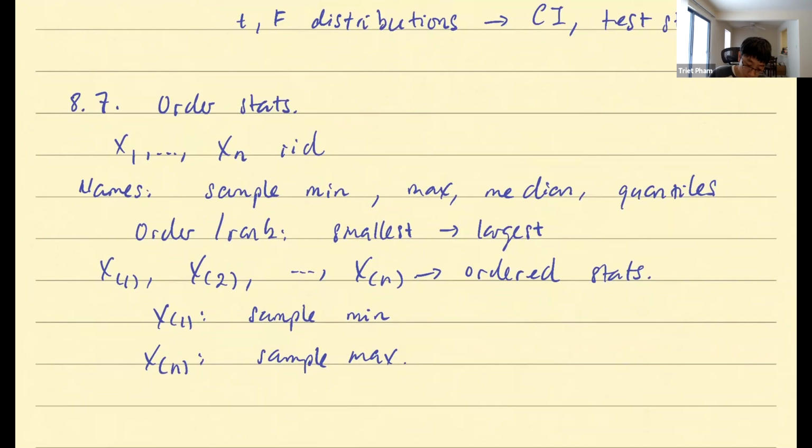Now, of course, x1 and x(1) are very different. Maybe once in a while, they take on the same value. In other words, the first value you see happens to be the smallest. But I would say that happens 1 over n factorial times or something. It's not that often. So do distinguish these two things.